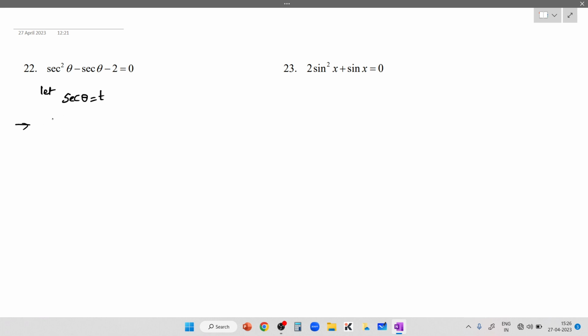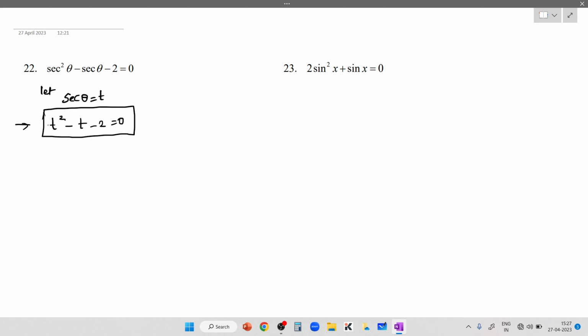So that will become t square minus t minus 2 is equal to 0, which reduces to a quadratic equation form. And we know how to solve this quadratic equation. We can solve it by using factorization, or we can solve using the help of a calculator. Since this problem is in standard form and it is a quadratic equation, the traditional method of solving this problem is by doing factorization.